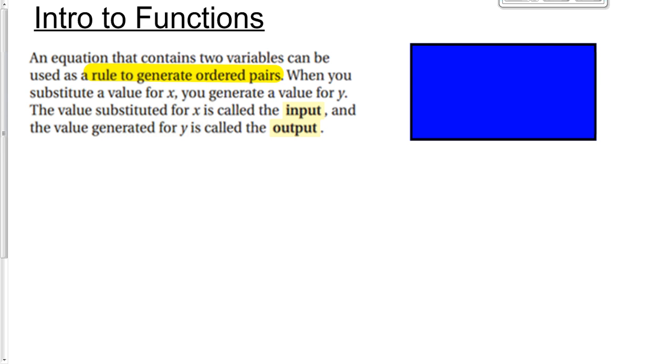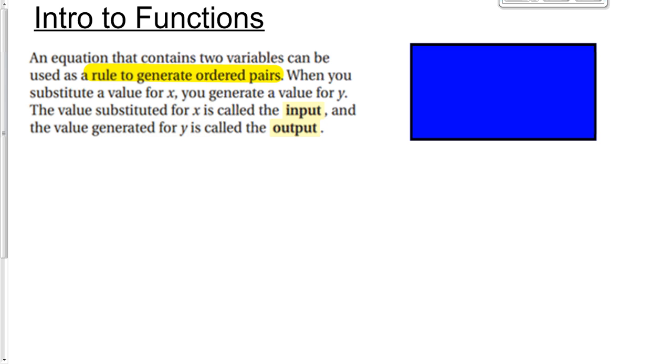Alright, here's an intro to functions, and I'm saying an intro to because we're going to get into functions more in depth a little bit later on. But basically, a function is an equation that contains two variables and that can be used as a rule to generate ordered pairs. As you learned in previous grades and from the coordinate plane video, you can get ordered pairs that you can graph on a coordinate plane. So basically, a function is some sort of line.